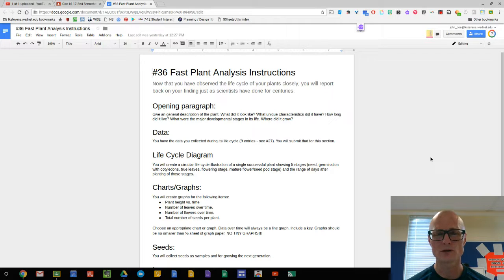You can do it digitally using any photographs you took. Remember how I highly suggested you take photographs? You could do a digital one or use your illustrations from your data to make your life cycle diagram.